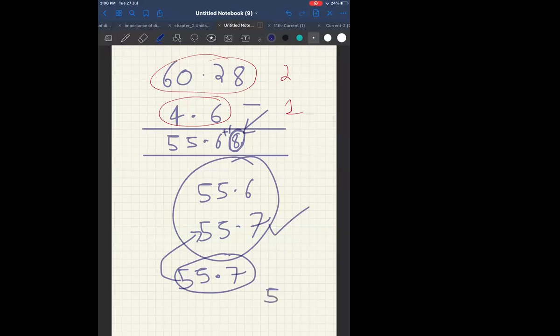I'll tell you in which problem you'll get stuck. Now tell me if the answer was 55.62, what would be our actual answer after applying the rule? Our answer would be 55.6 itself because 2 is less than 5. Correct? In that case, your logic would be wrong. So we have to see the number which we are dropping.